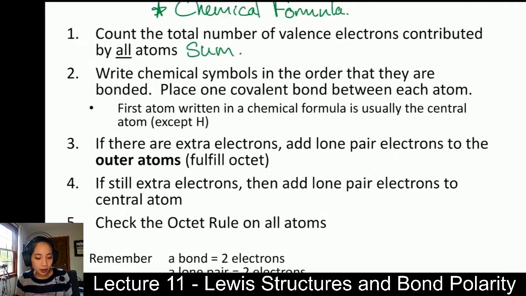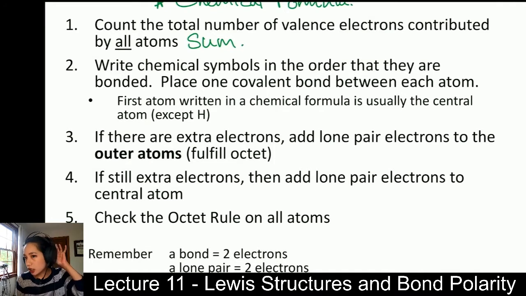Then once you have the total number of valence electrons, you want to write the chemical symbols in the order in which they're bonded. All right. And so the way we bring atoms together, typically the first atom that's in the chemical formula is the central atom, except when it's hydrogen. So keep that in mind, and that will tell you how the compound comes together.